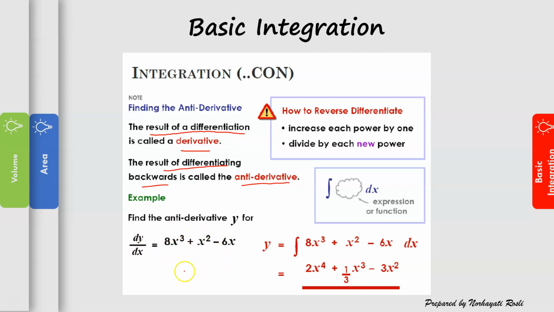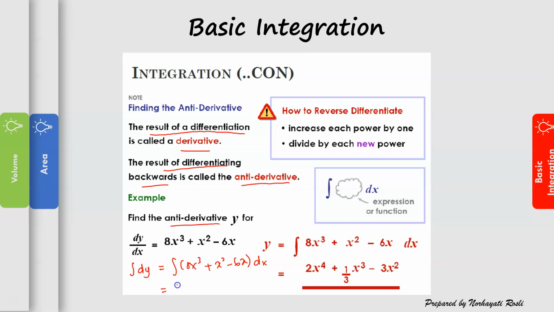Let's say we have this example, finding the integration of dy/dx, or the antiderivative of y. You have to integrate both sides, which is the integral of dy equal to the integral of (ax to the power of 3 plus x squared minus 6x) dx. In this case, we can expand this one.